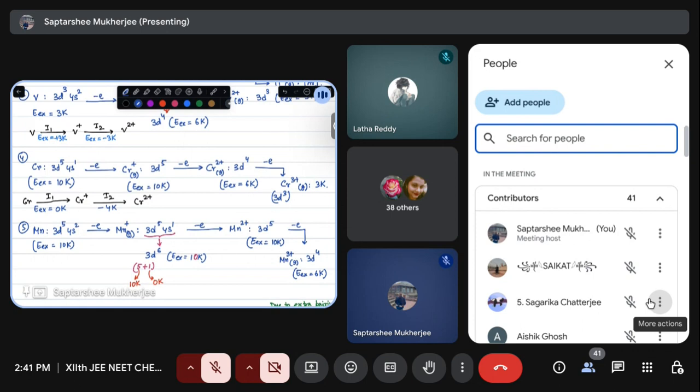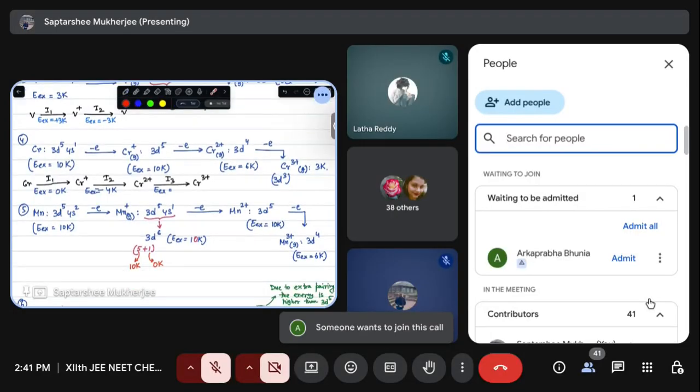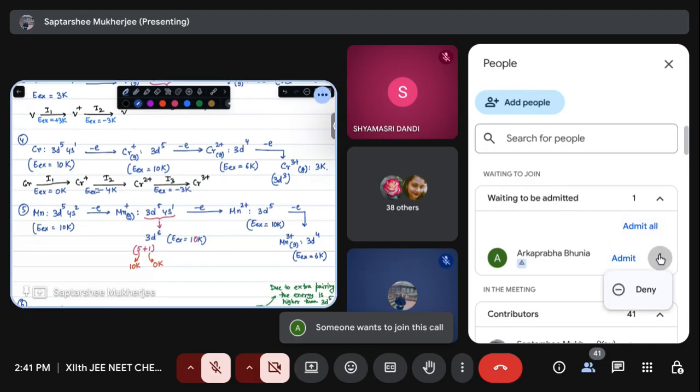Then when I am going to the third ionization energy to get chromium plus 3, what am I getting? Exchange energy. The gain in exchange energy is by how much? 6K to 3K. Correct or not, everyone? Minus 3K.